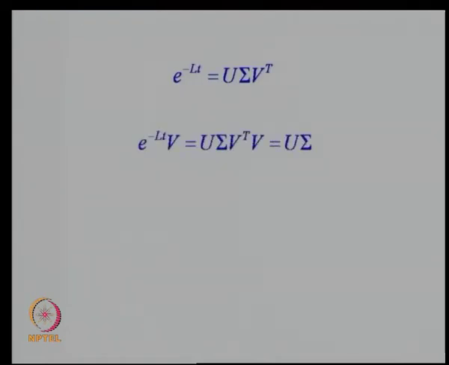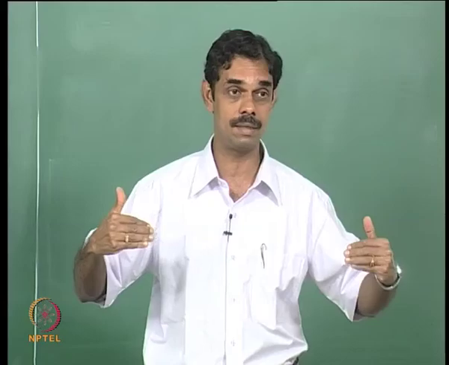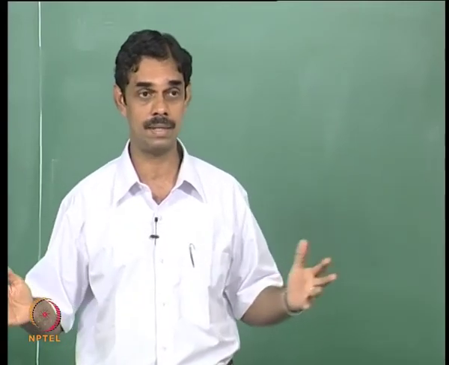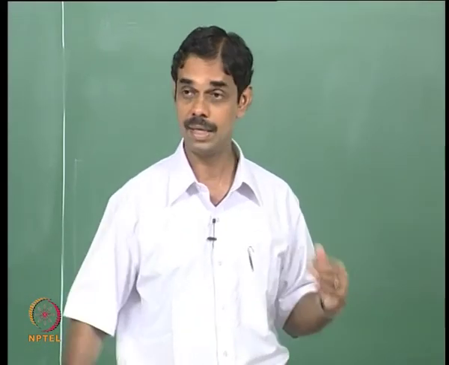We multiply the matrix from the right with V. We have e power minus LT as U sigma V transpose, and when you multiply a matrix with something, see, when you multiply 1 with 2 you can have 1 first or 2 first, it does not matter, but with a matrix you have to multiply either from the left or from the right, and both can give different answers, and they will give the same answer only under very special conditions. So here I am emphasizing that I am multiplying from the right side.